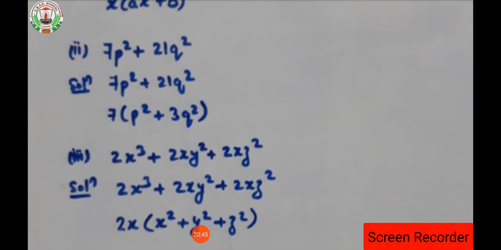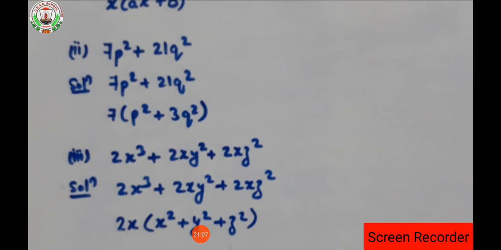Similarly, for this question, 2x cube plus 2xy square plus 2xz square, isn't it? So what you have to do here, you have to take 2x common, because all the three terms contain 2x as a common factor. So while taking 2x as common, what is the number left out?